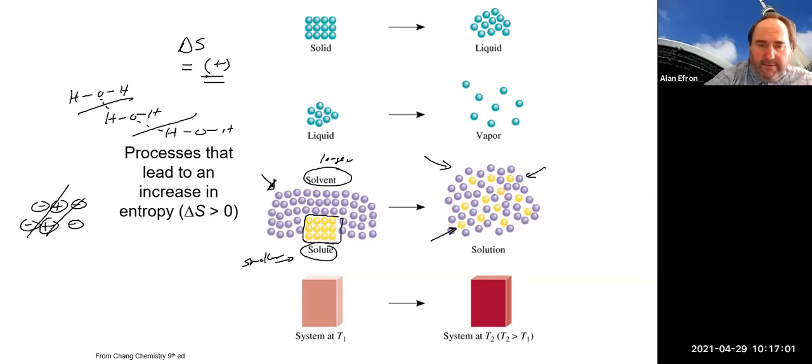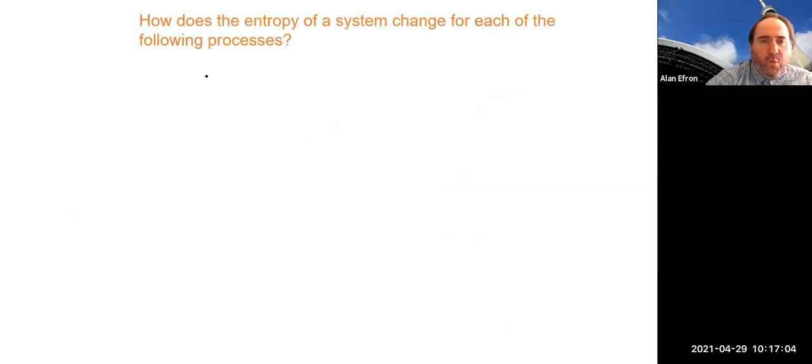So let's take a look at a couple of examples here. How does the entropy of the system change for the following? And again, it's a good point to also talk about the idea of system and surroundings. So what is the system? Well, the system is anything you're interested in. When we do reactions, for example, the system is the beaker. It could be the test tube, whatever it may be. And obviously the surroundings is everything outside of that.